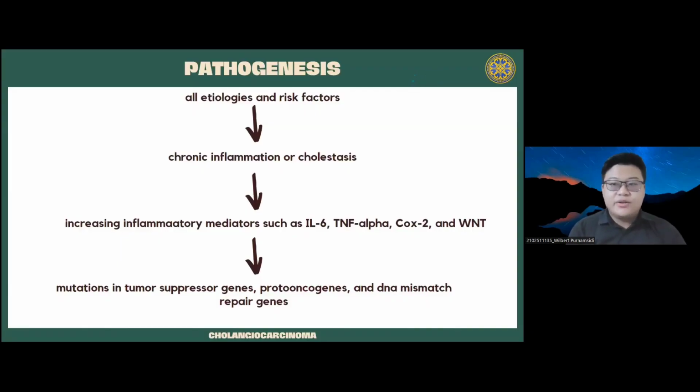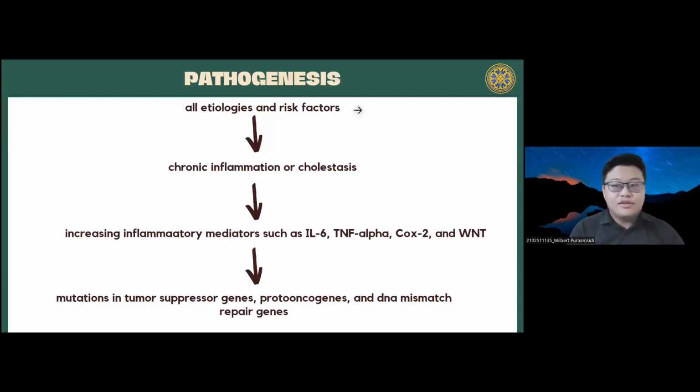Okay, so the etiology and risk factors of this disease are quite diverse. And in general, the pathogenesis of this disease begins with chronic inflammation of the biliary system or cholestasis. This results in increasing inflammatory mediators such as interleukin-6, TNF-alpha, COX-2, and WNT. And then mutations in tumor suppressor genes, proto-oncogenes, and DNA mismatch repair genes can occur, which can eventually lead to malignancy, in this case cholangiocarcinoma. Maybe that's all from me. I give it to my friend.